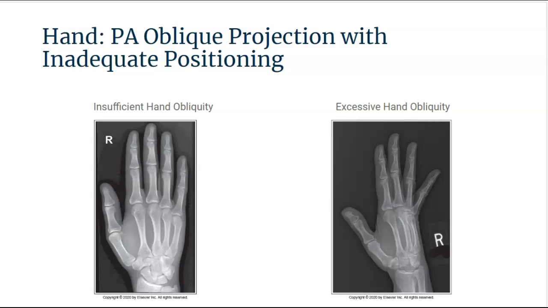In excessive hand obliquity, where the hand is rotated more than 45 degrees, the space is obscured, and the fourth and fifth metacarpal midshafts demonstrate some degree of superimposition, where there should be a small space seen between the fourth and fifth metacarpal shafts. In this instance, we are excessively obliqued.